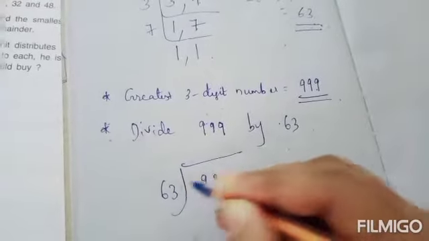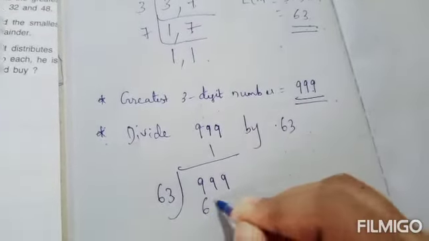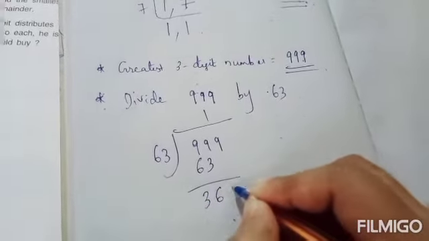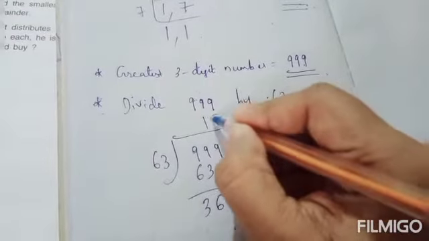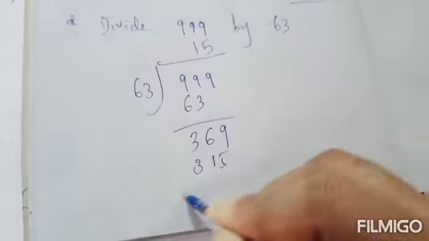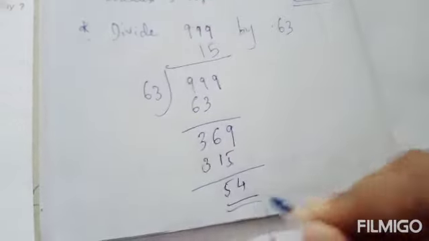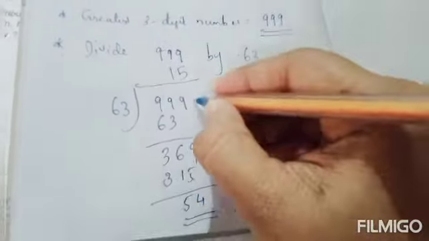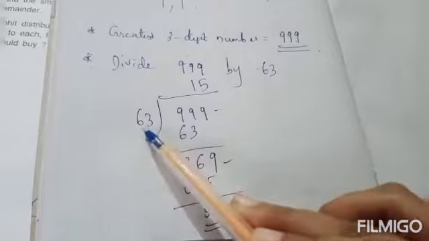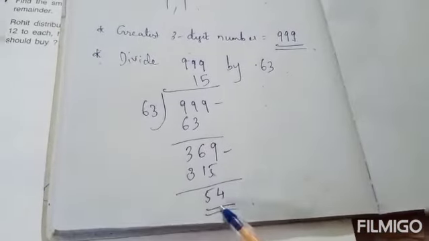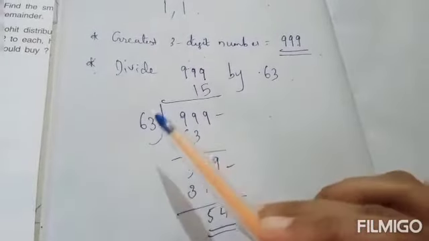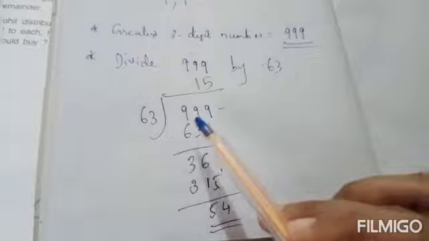999 divided by 63. 63 into 1, 63. Subtract, 6. 369. 63 into 5, 315. You will get 54 remainder. Okay, so on dividing 999 by 63, you got the remainder 54. That means 999 is not divisible by 63.